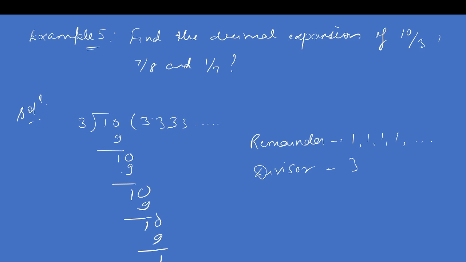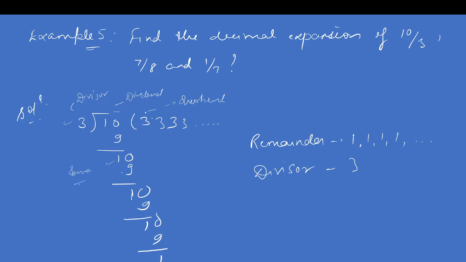So now we'll just see with an example. Find the decimal expansion of 10 by 3, 7 by 8 and 1 by 7. For simplicity, I have done the division. So 10 by 3, this is the divisor, this is the dividend, this is the quotient, and these are the remainders. I hope you are familiar with the divisor, dividend, and this is called the quotient. And what we get here is called the remainder after dividing.